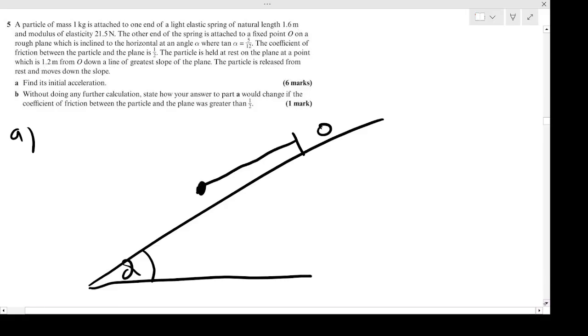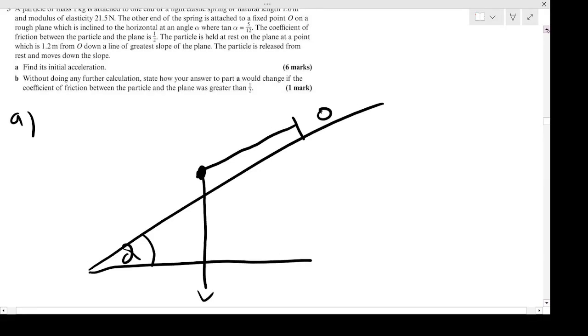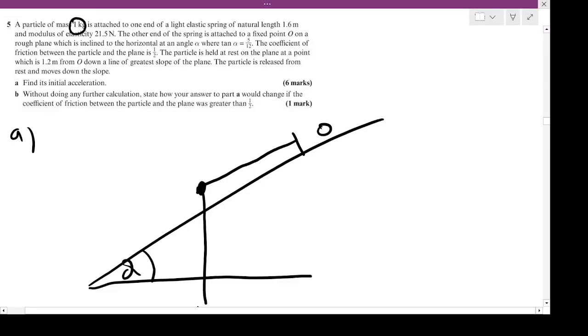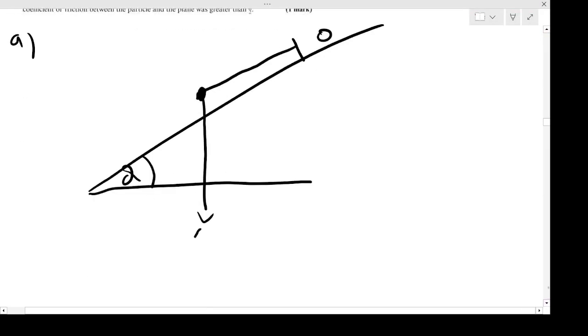If I label my forces, there's going to be the weight of the particle. The mass is 1, so 1 times g is just g. That's my weight. I'm going to split up my weight like this. If this is alpha as well, this is going to be g cos alpha, sorry, and then here, g sine alpha.